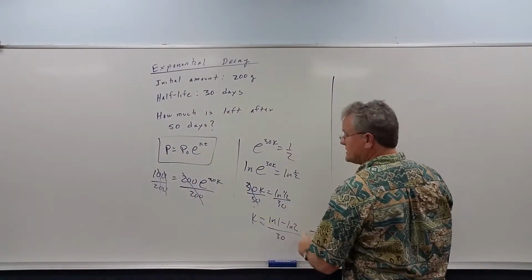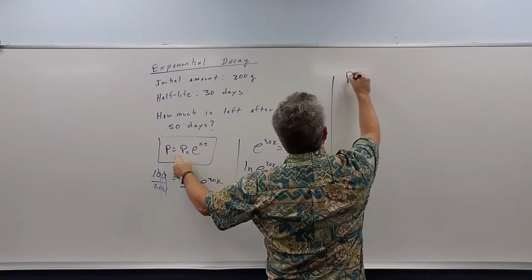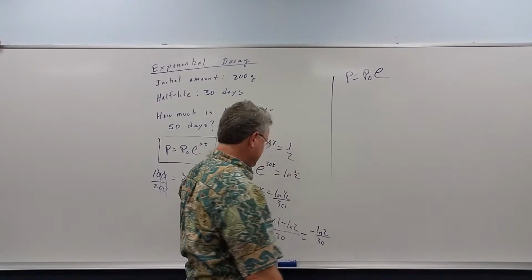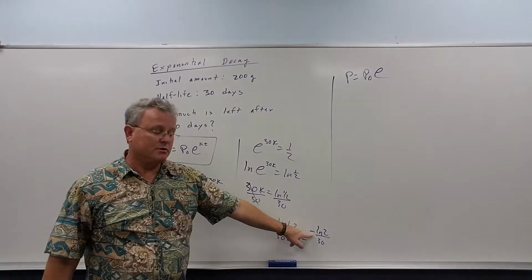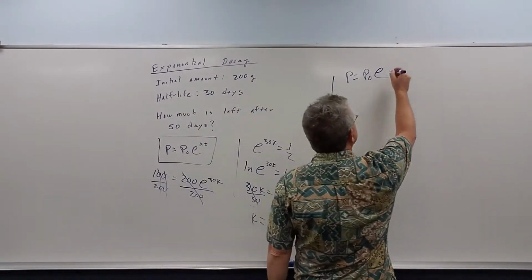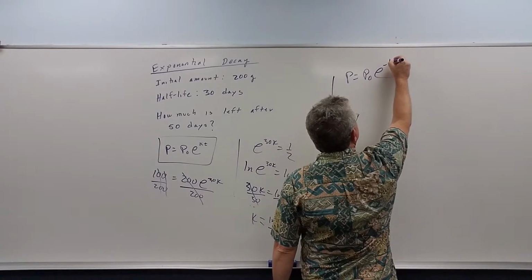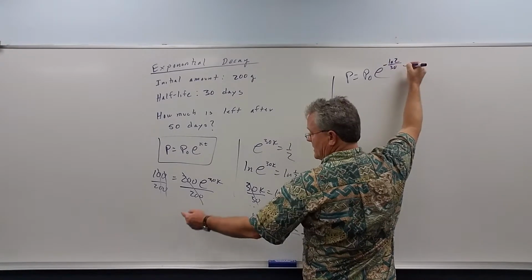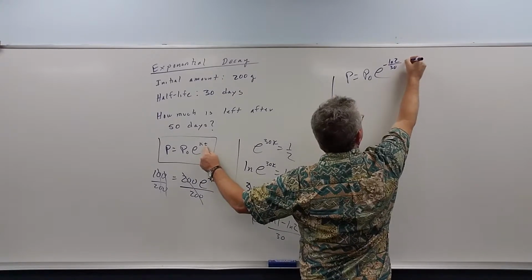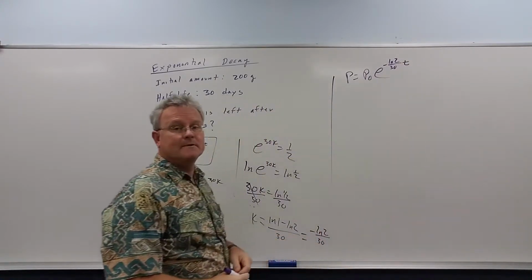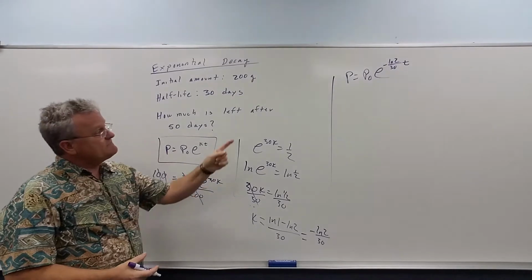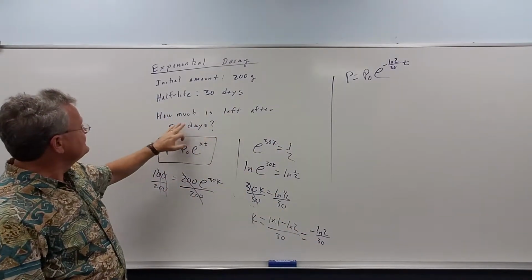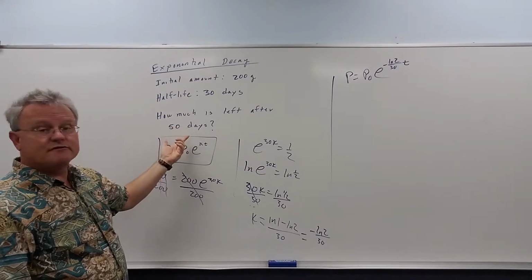So now we go back and plug that into this equation. We plug k in, so we get P equals P0 times e to the kt, but for k, we're plugging in negative ln of 2 over 30, and that's multiplied by t. Okay, so the first step is to find the value of k. There it is. The second step is, well, how much is left after 50 days?